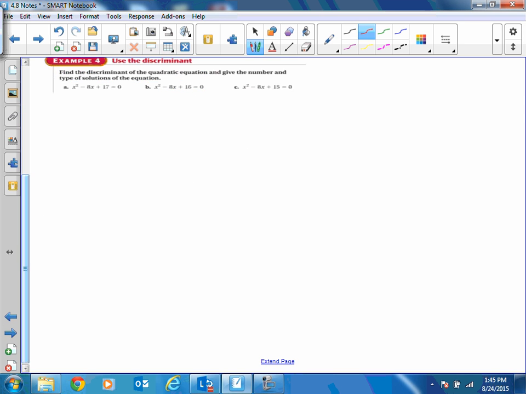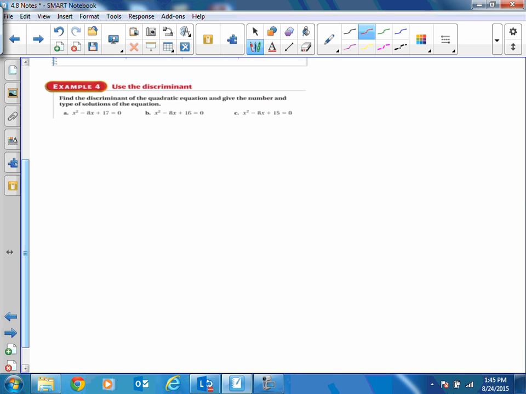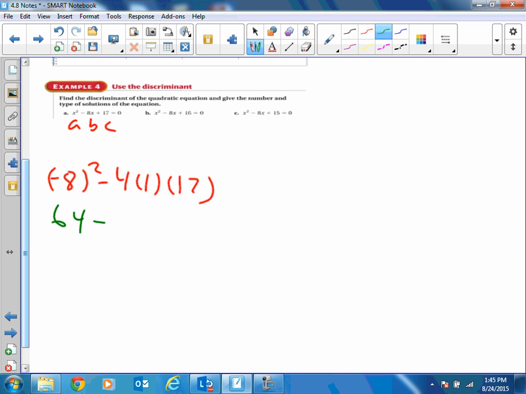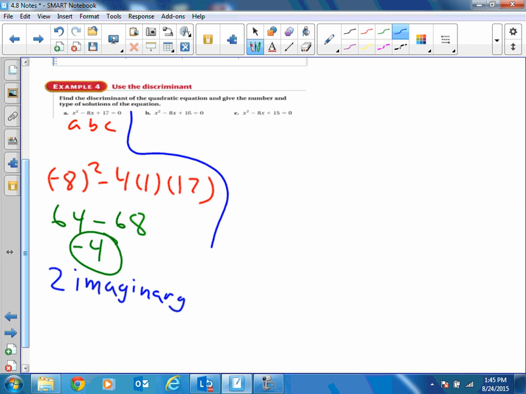We got b squared minus 4ac. So here are a, b, c. So b squared is negative 8 squared minus 4 times 1 times 17. That would be 64 minus 4 times 17, which is 68. That means it's negative 4. So the discriminant would be negative 4. And then the number and type of solutions you would write is 2 imaginary, because you got a negative discriminant.